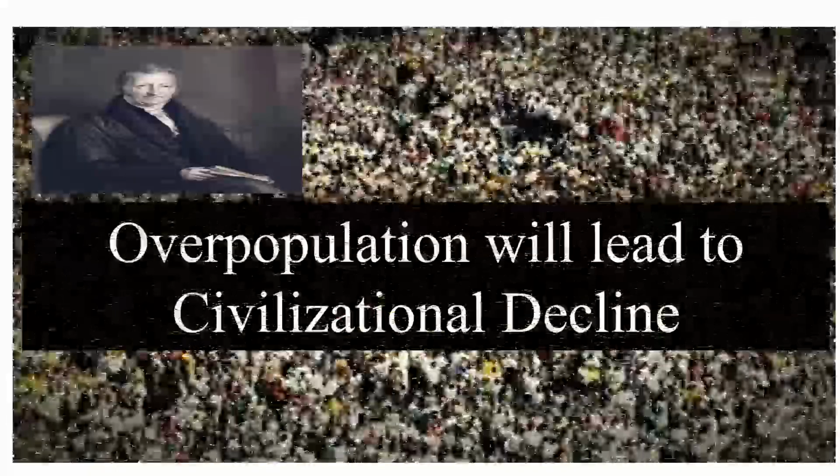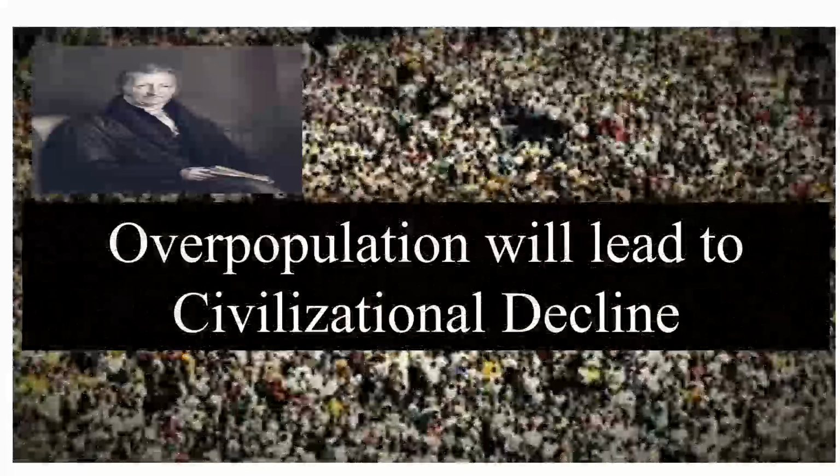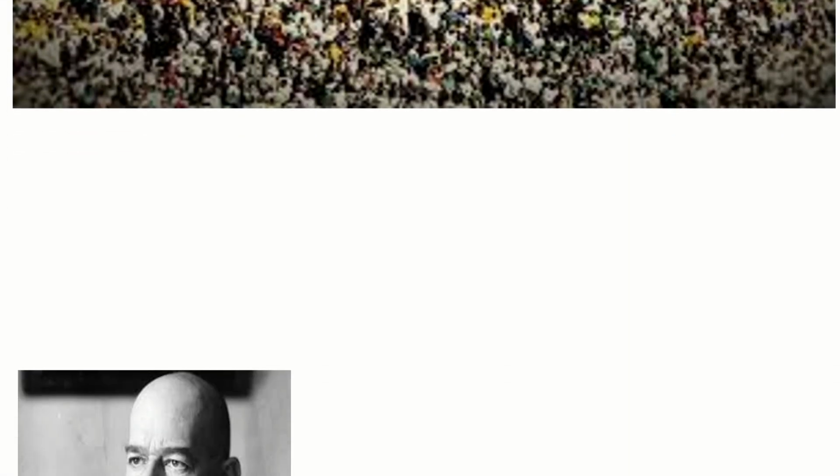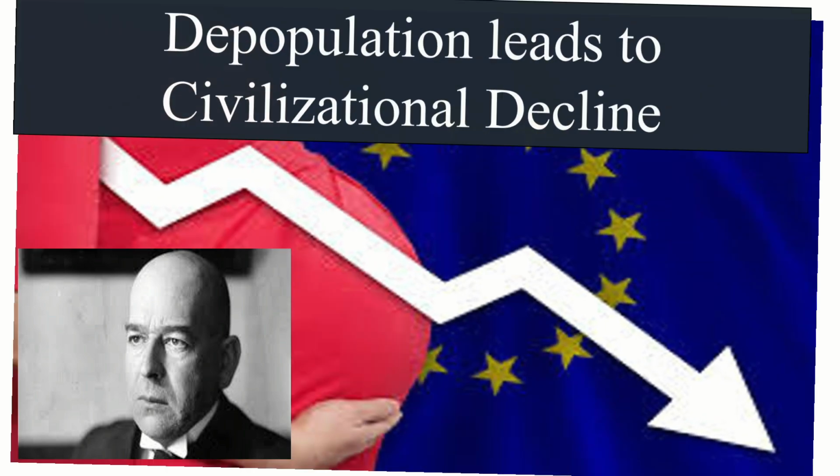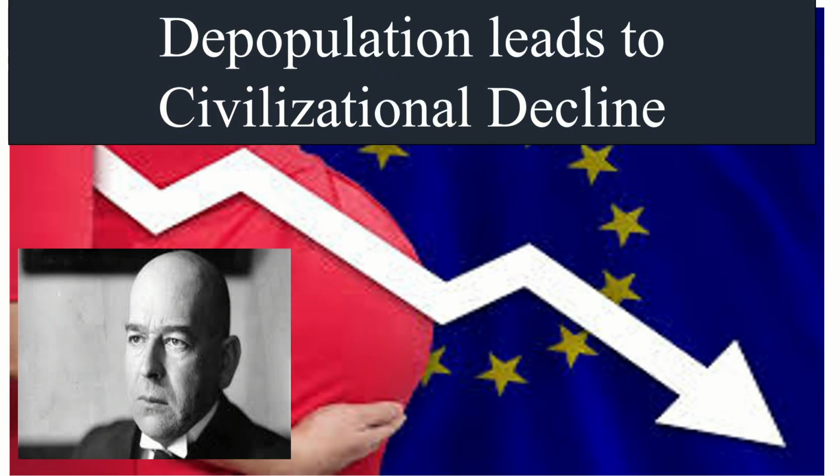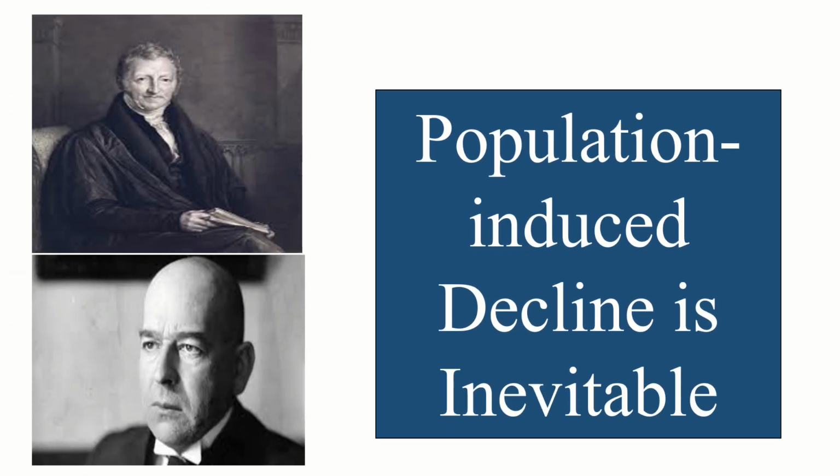According to Malthus, overpopulation will lead to civilizational decline. However, for Spengler, it's depopulation that leads to civilizational decline. However, both Malthus and Spengler agree that population induced decline is inevitable.